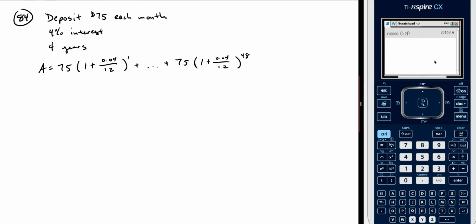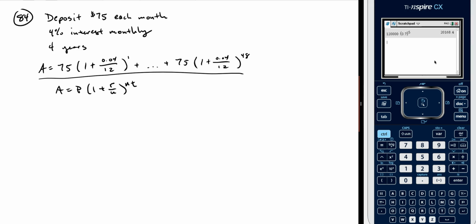Alright, number 84. A deposit is made of $75 each month, 4% interest, and we want to know the balance at the end of 4 years. Oh, sorry, the 4% interest is compounded monthly, and we want to know the balance at the end of 4 years. And they gave us a big hint. They told us that it looks like that, which if we think about the compound interest formula, A equals P times 1 plus R over N to the NT. N is going to be the number of times per year that we compound it. R is the rate, so I have 75 is my starting value, 1 plus 0.04 over 12 times NT. NT is the number of times that I'm doing it, times the number of years. So it's a total of 48 times.